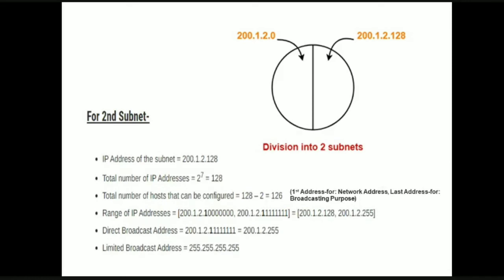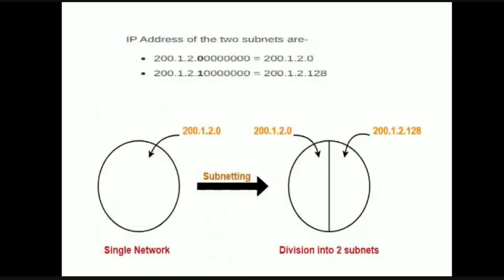So let us now go to the second subnet. What is the subnet ID for the second subnet? Switch off your microphone if you are not telling the answer. Okay, so what will be the IP address for the second subnet? Obviously 200.1.2.128. So how did we get this one? For the first subnet, the first bit is 0. For the second subnet, the first bit is 1 and the remaining are all zeros. So this gave us 200.1.2.128. Right? Okay.